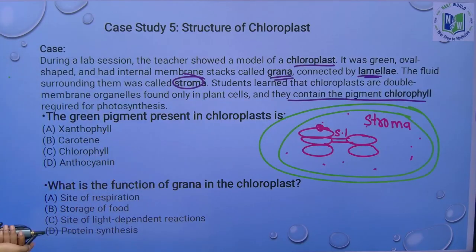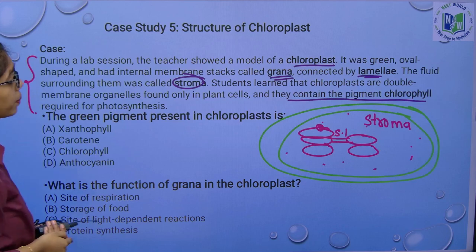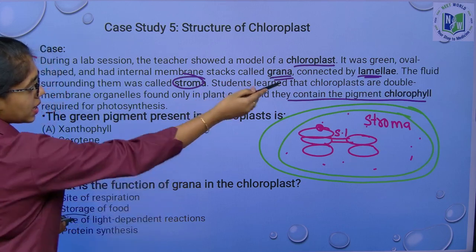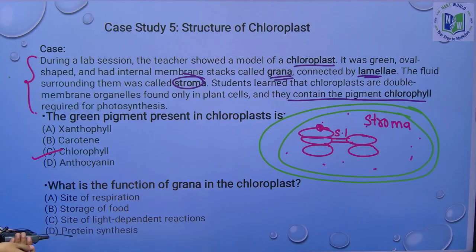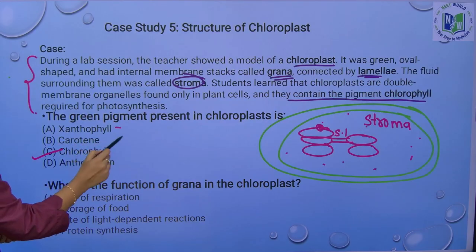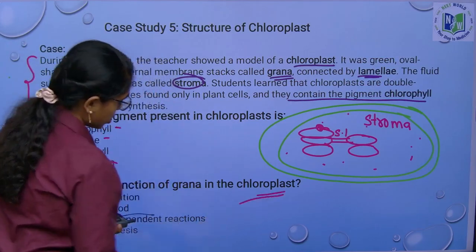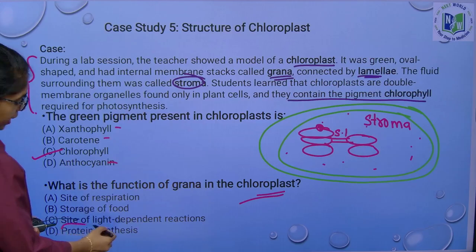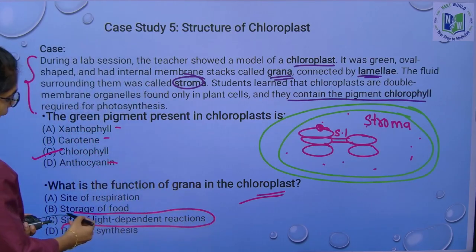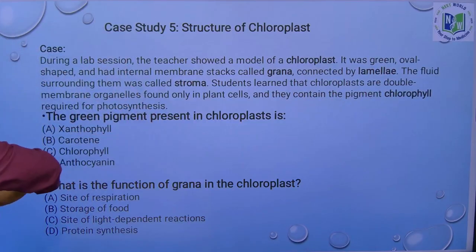If you have to solve the questions regarding this case, the green pigment present in the chloroplast is given here only. The pigment name is chlorophyll. That is a green pigment. Other pigments are accessory or antenna pigments. What is the function of the grana in the chloroplast? The grana is the site for light dependent reactions. Stroma is the site for light independent reactions.